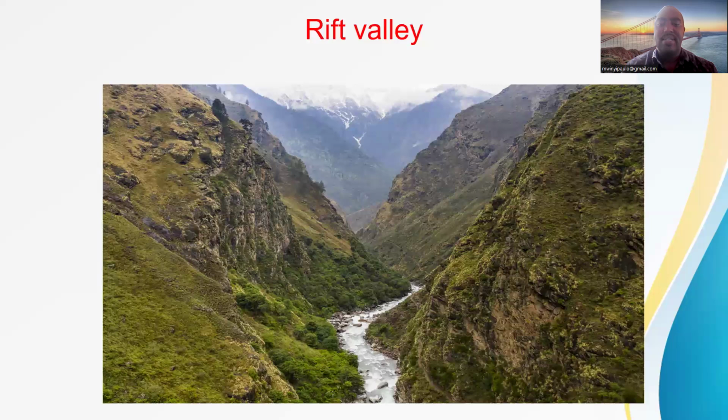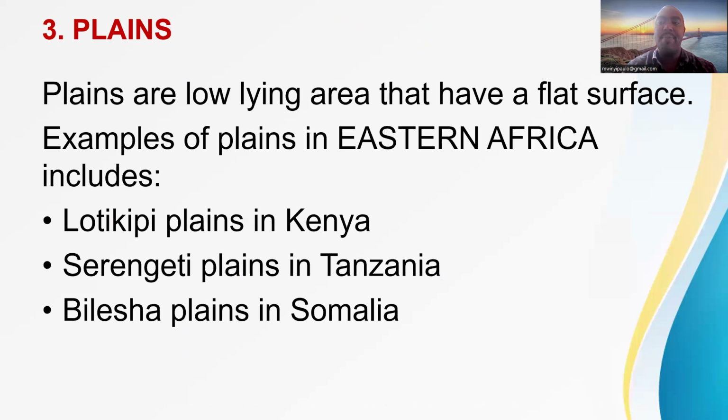You can see a good picture of the Rift Valley with steep slopes. Those steep slopes are referred to as escarpments. The steep slopes on both sides of the Rift Valley are referred to as escarpments.